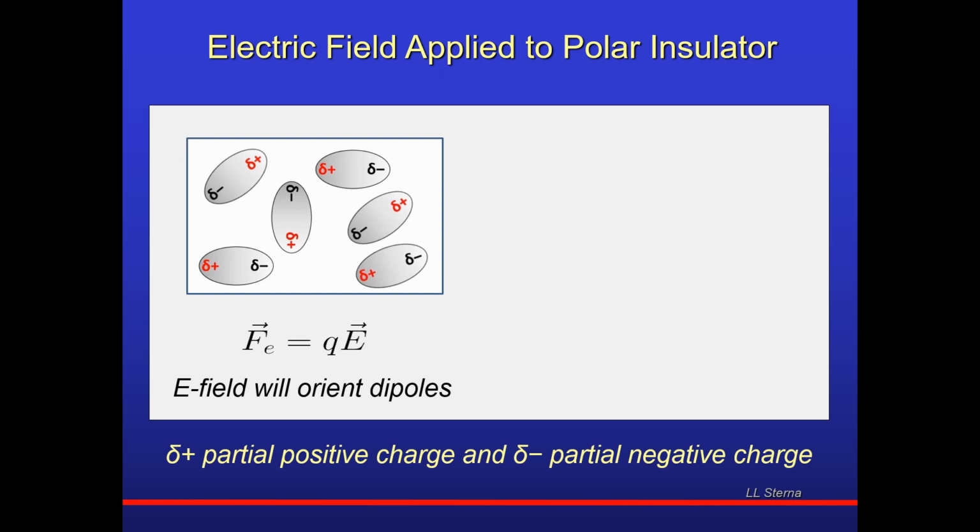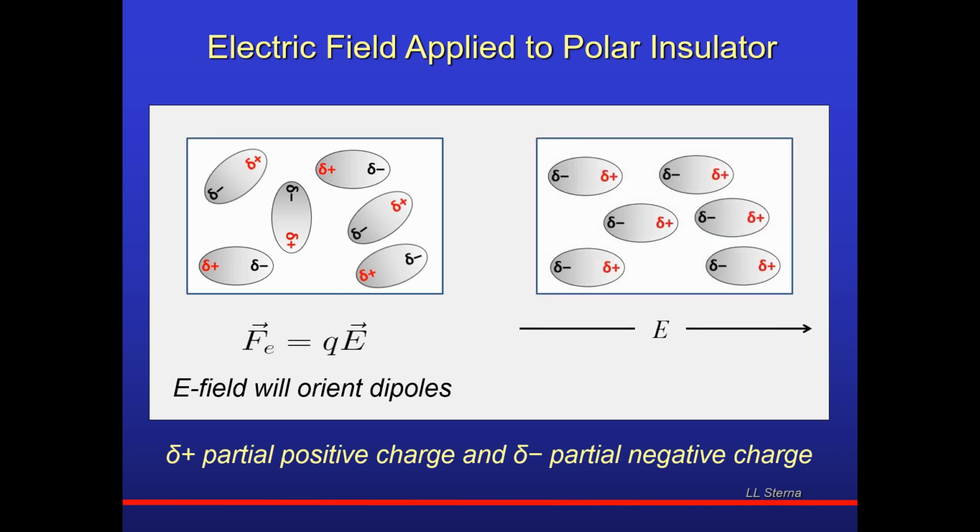So what will happen is the electric field will orient the dipoles. It will not move them to the left or the right because the molecule has an equal amount of positive and negative, but it will rotate them. So they line up with the negative ends going away from the direction of the field, the positive ends going in the direction of the electric field.